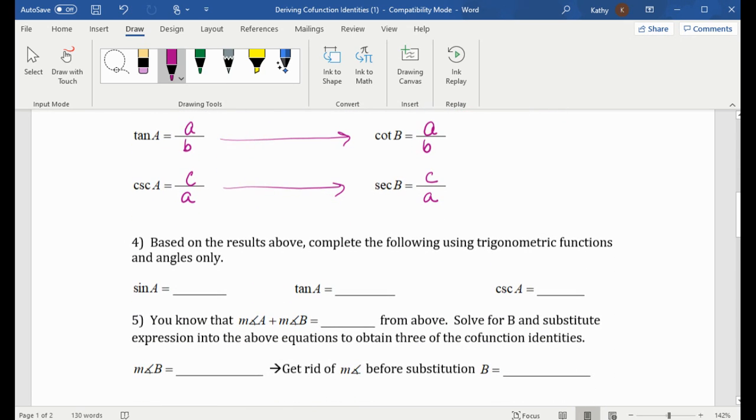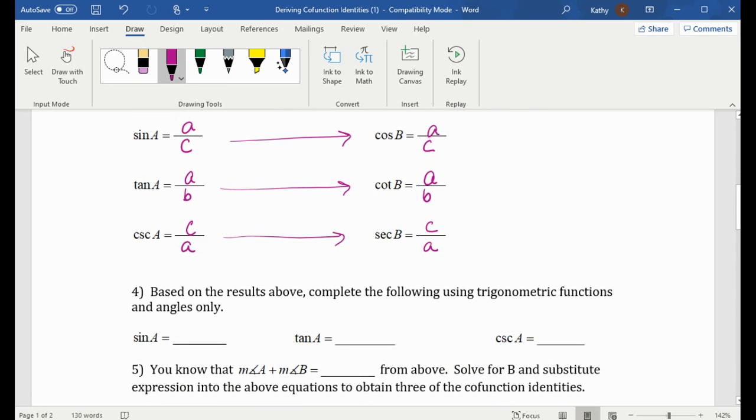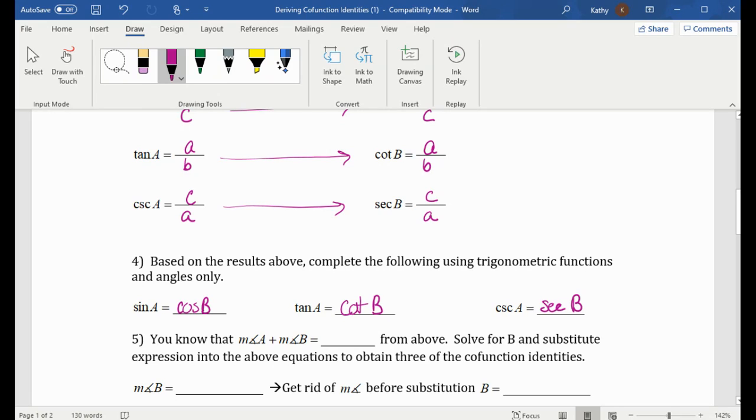So based on these results, what do we know? Well, we know that sine of A is equal to the cosine of B. Tangent of A is equal to the cotangent of B, and cosecant of A is equal to the secant of B. We know from before that the measure of angle A plus the measure of angle B equaled 90 degrees. Right? We said that before.